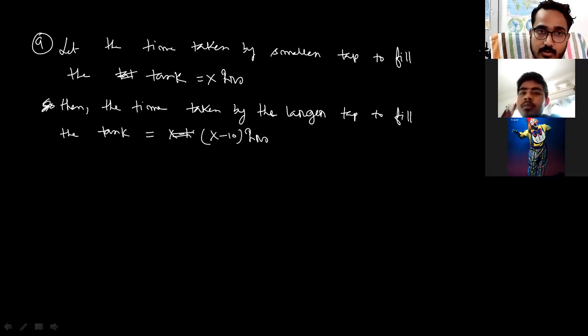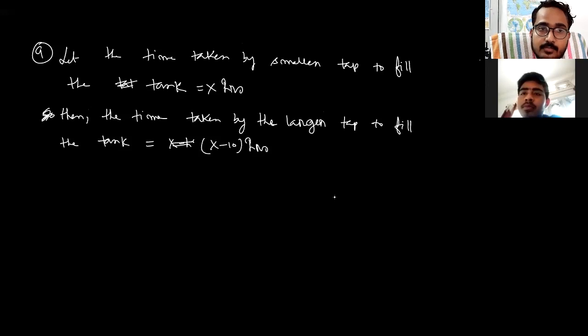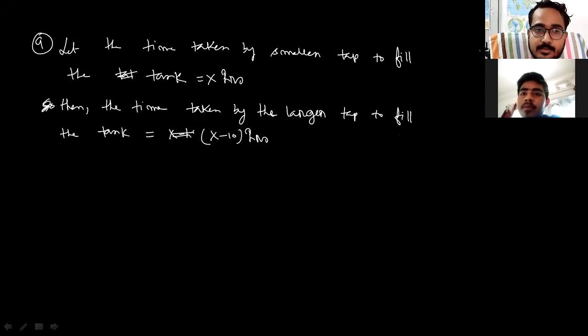Now see. The time taken by the smaller tap to fill the tank is X hours, and the time taken by the larger tap to fill the tank is X minus 10 hours. Now, how many parts of the tank can be filled by the smaller tap in 1 hour? Anyone? The time taken by the smaller tap to fill the tank is X hours. That means in X hours, the smaller tap can fill the tank. So in 1 hour, what part of the tank can be filled? 1 by X. Yes, very good. 1 by X.